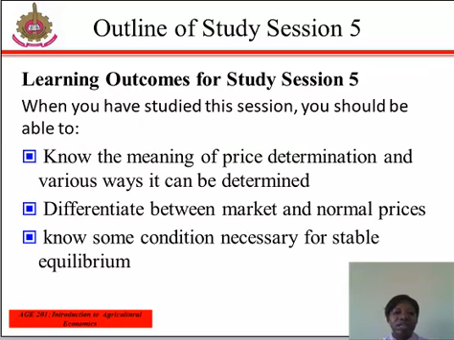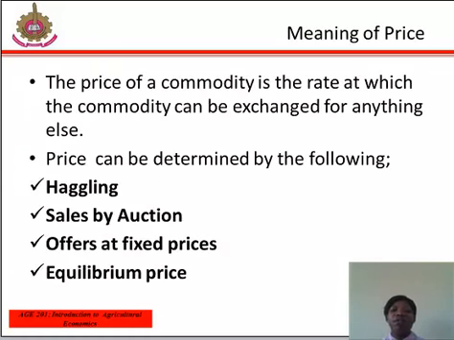At the end of this study section, you should be able to know the meaning of price determination and various ways it can be determined. Secondly, you should be able to differentiate between market and normal prices. And lastly, you should be able to know some conditions necessary for stable equilibrium. Let's discuss this learning outcome one after the other.